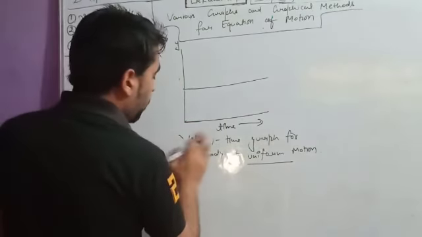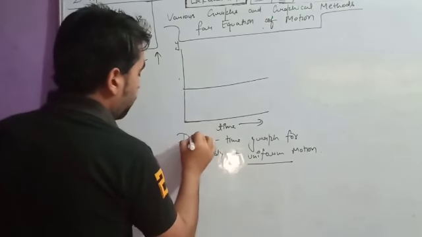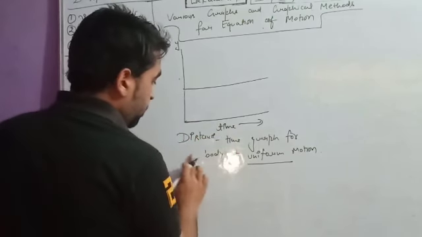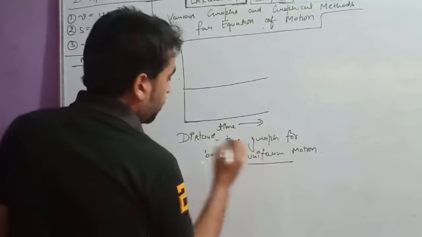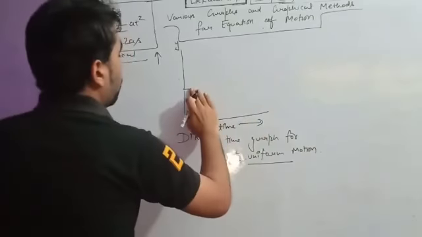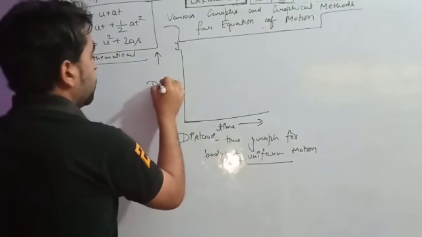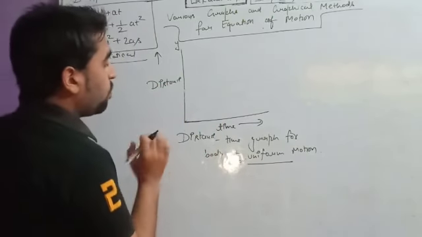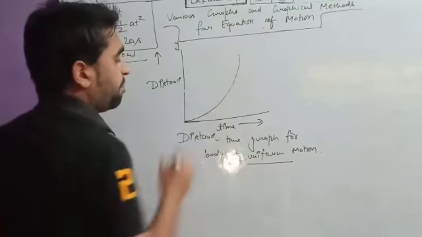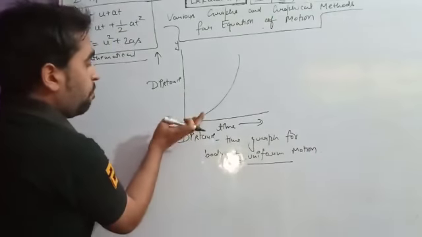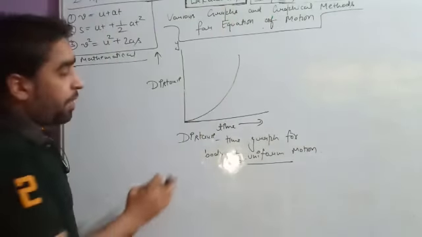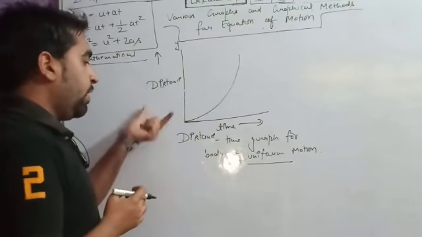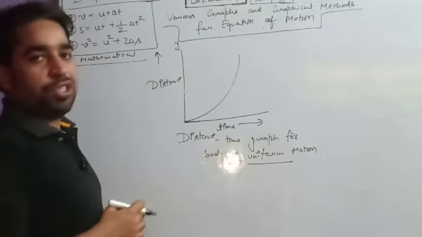Now I will plot a distance time graph for a body at non-uniform motion. So for non-uniform motion, the distance time graph can be in this way. This is known as the slope. The slope can be in this way, or in this particular shape. So what does it denote? It denotes that it's a non-uniform motion.